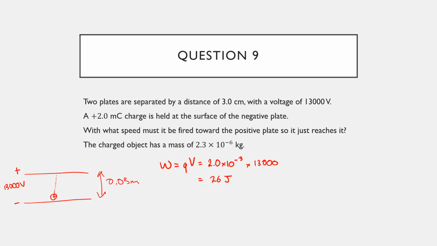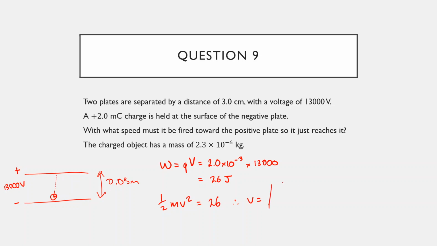Alternatively, another way you can think about it is, it needs to have that much kinetic energy so that when you flick it up towards the positive plate, it will just reach it. That's how much kinetic energy it needs to have initially to be able to reach that positive plate. Now, if we know that's how much kinetic energy it's required to have, from that you can work out how much velocity it needs to have, because that's just kinetic energy. So we're going to have a half mv squared is equal to 26.